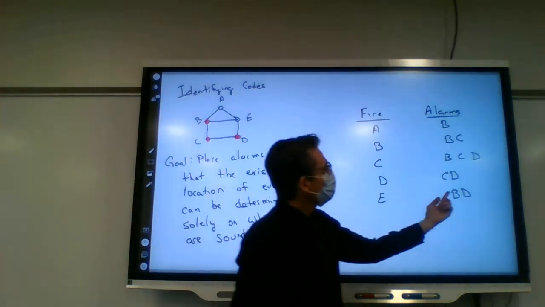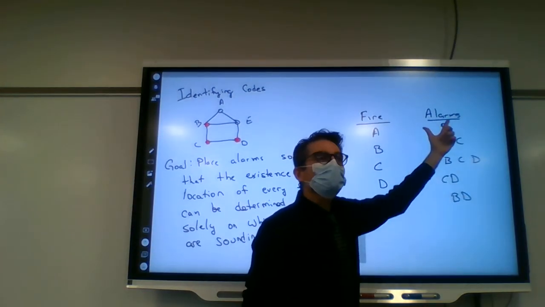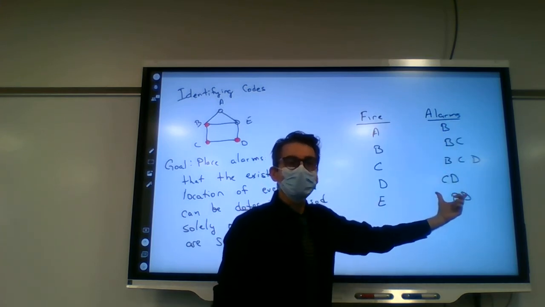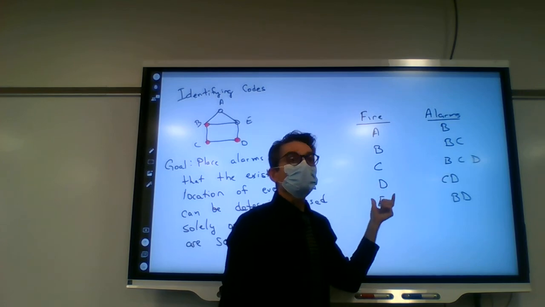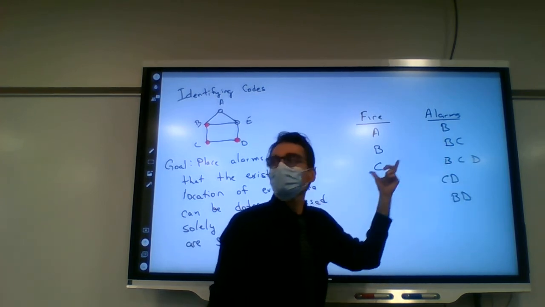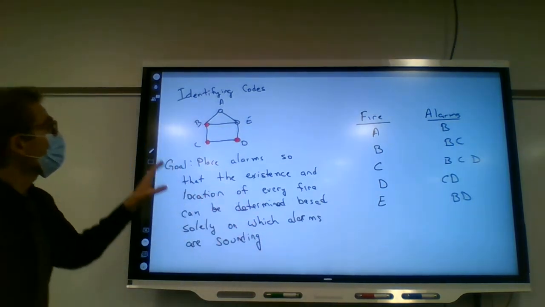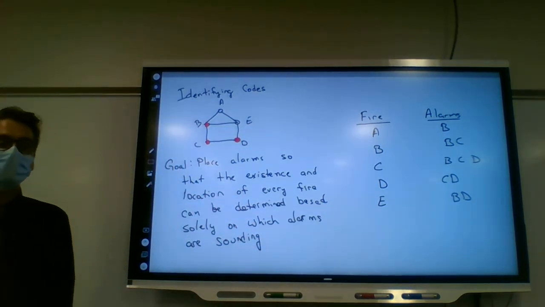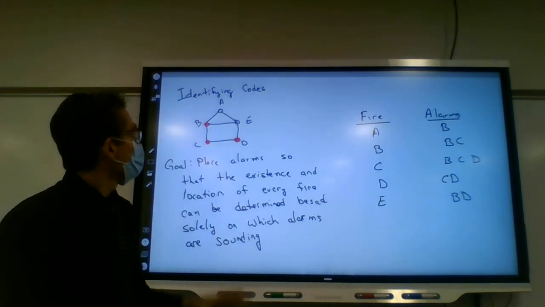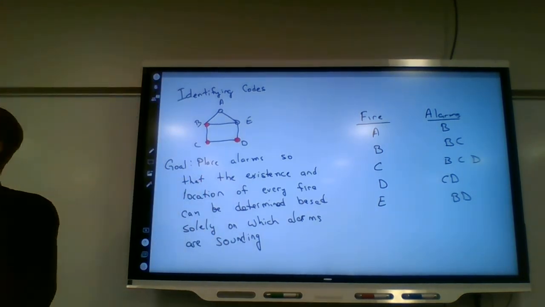So now what happens? Now we have different sets here that will determine, from the set of alarms that go off, which room it was in. All these sets are different, so this gives us a solution to the identifying code problem. These three vertices will detect and locate every fire.